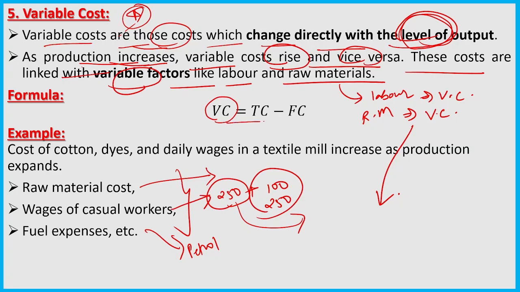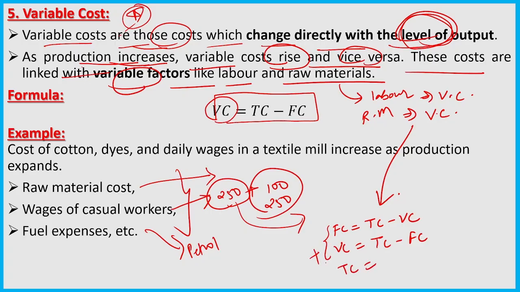ठीक है। तो वेरिएबल कॉस्ट कॉन्सेप्ट पता चला, और उसका इक्वेशन या फॉर्मूला क्या है? वेरिएबल कॉस्ट इज इक्वल टू टोटल कॉस्ट माइनस फिक्स्ड कॉस्ट। अब समझो, फिक्स्ड कॉस्ट का फॉर्मूला क्या था? टोटल कॉस्ट माइनस वेरिएबल कॉस्ट। वेरिएबल कॉस्ट का फॉर्मूला क्या है? टोटल कॉस्ट माइनस फिक्स्ड कॉस्ट। तो टोटल कॉस्ट मतलब ये दोनों का प्लस, तो क्या आएगा? वेरिएबल कॉस्ट प्लस फिक्स्ड कॉस्ट। समझ आई?